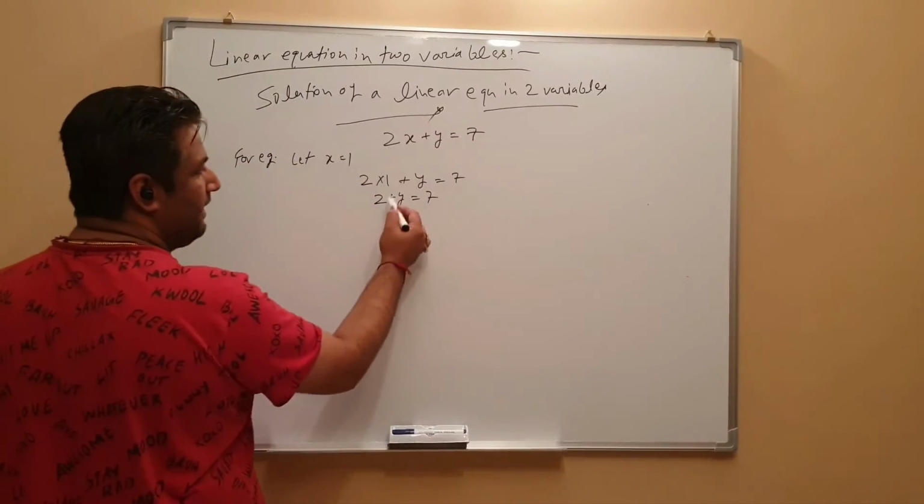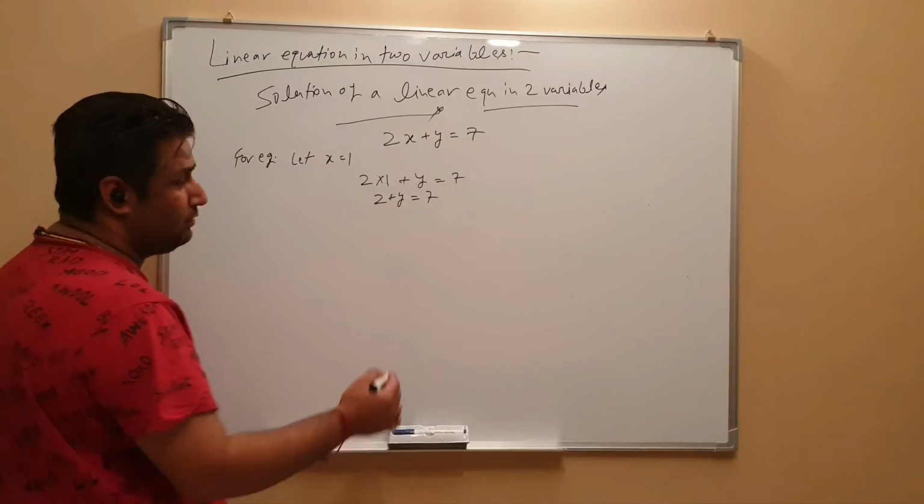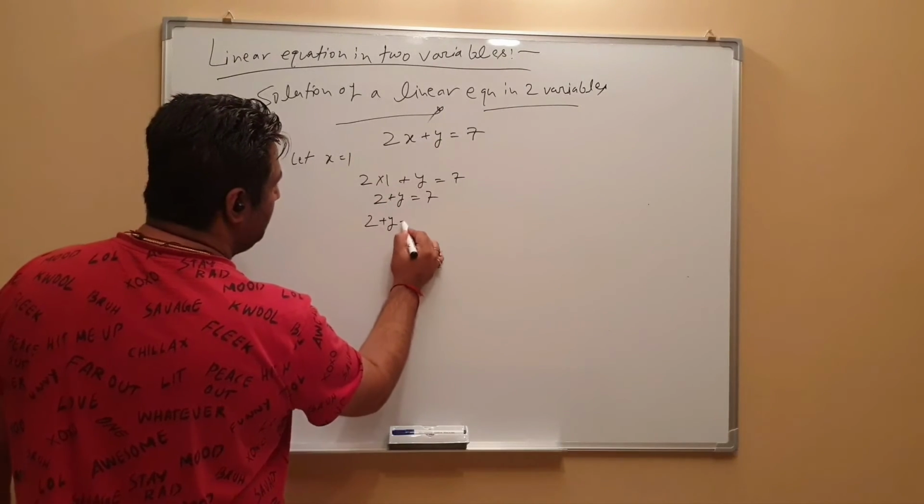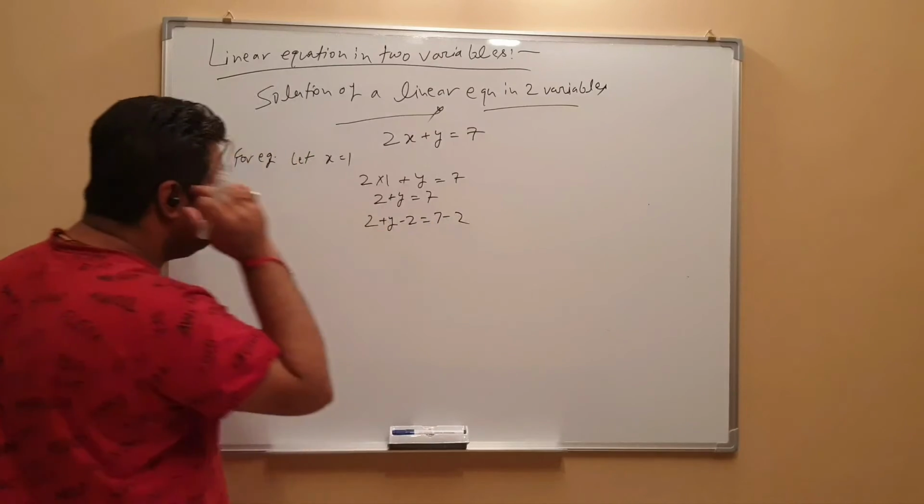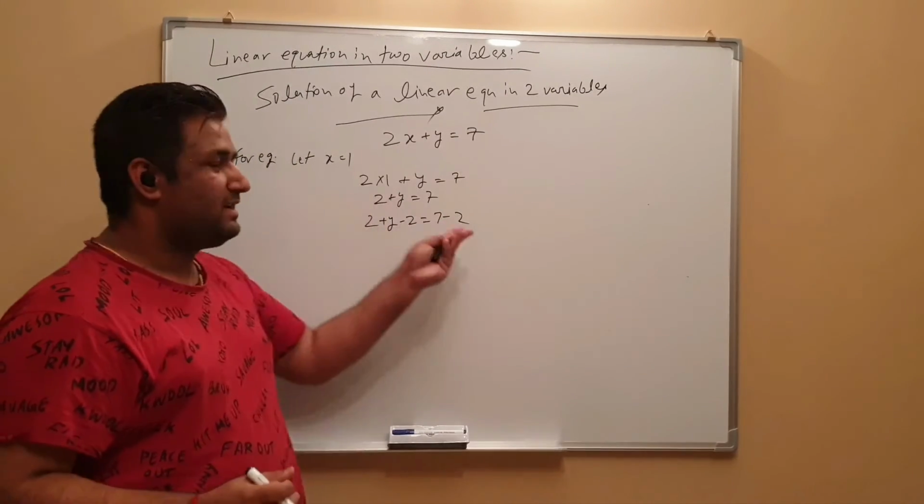Now you have to find out the value of y. So for that, what will you be doing? You have to eliminate this 2. So for that, we can just subtract 2 from both sides of the equation. Okay, now why are we subtracting or adding?